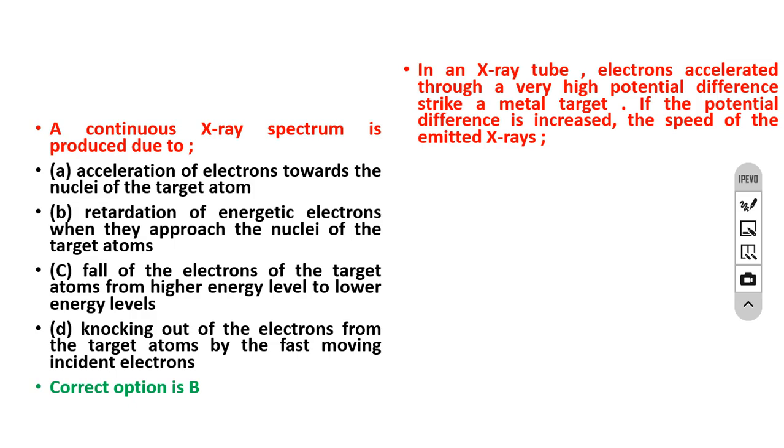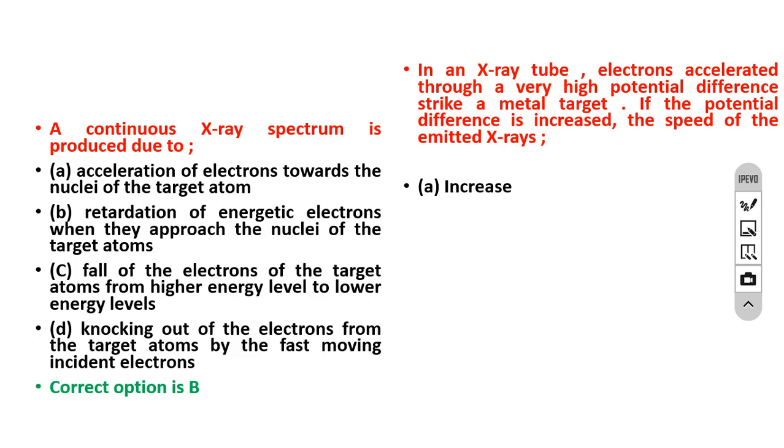In an X-ray tube, electrons accelerated through a very high potential difference strike a metal target. If the potential difference is increased, the speed of the emitted X-ray does what? What happens to the speed of X-ray? X-ray is an electromagnetic wave, and you know all electromagnetic waves travel at a certain speed. What speed is that? This question might deceive us if we don't understand what we are doing very well. So if the potential difference is increased, what happens to the speed?